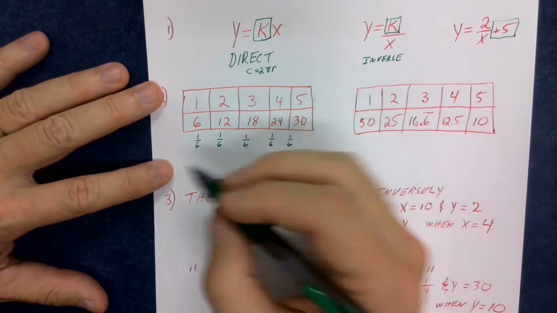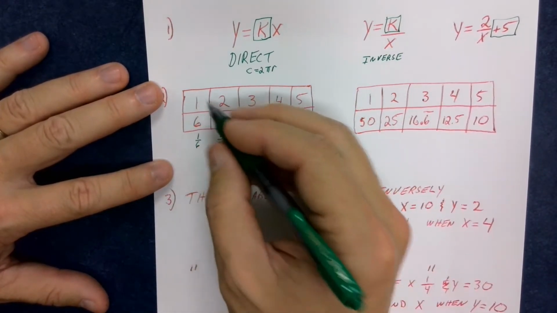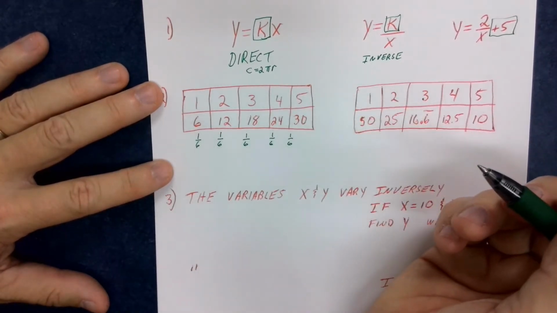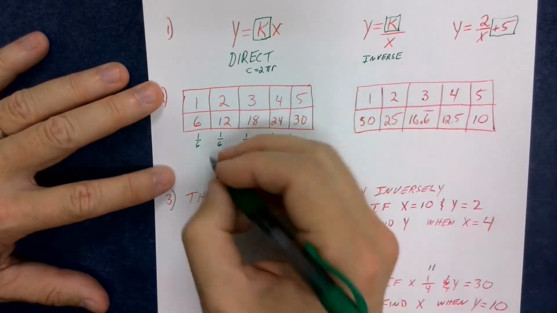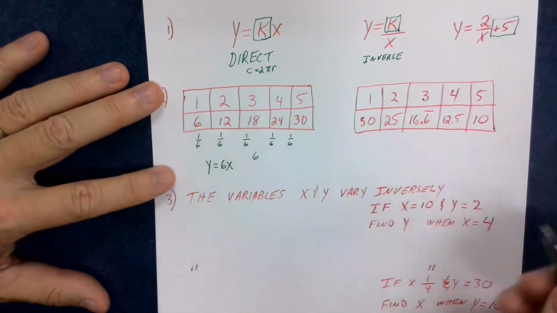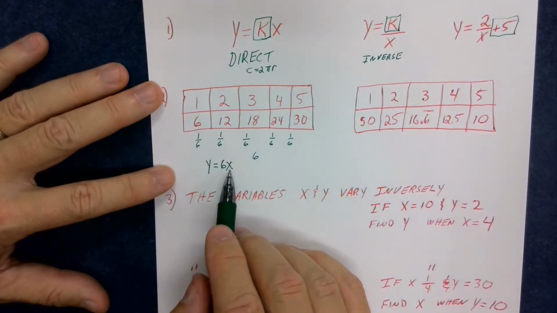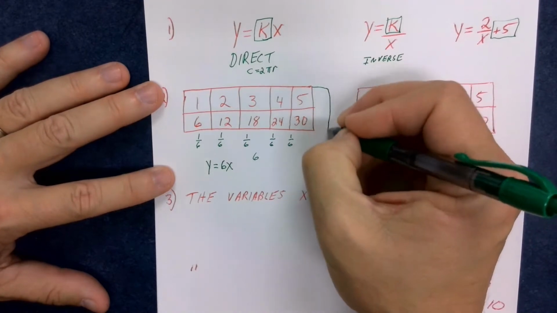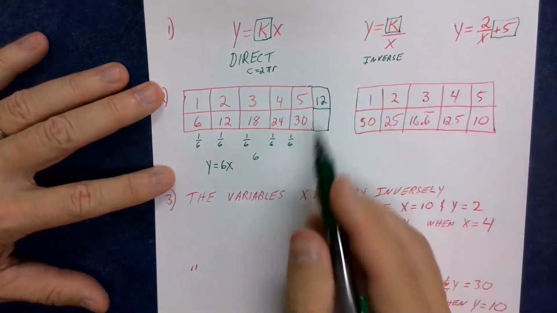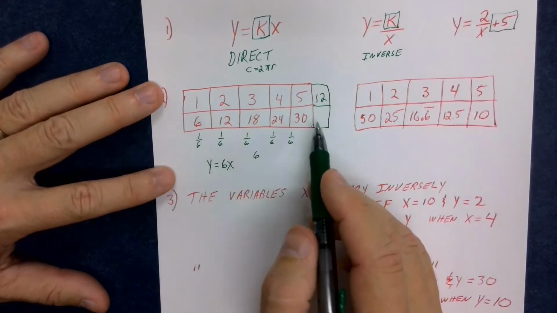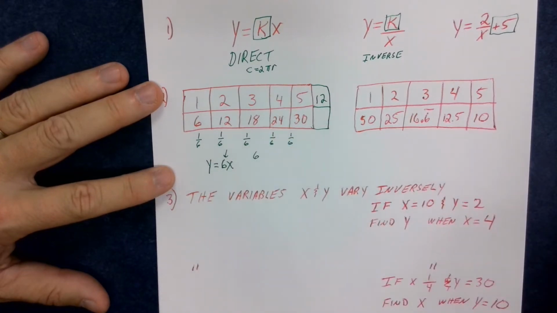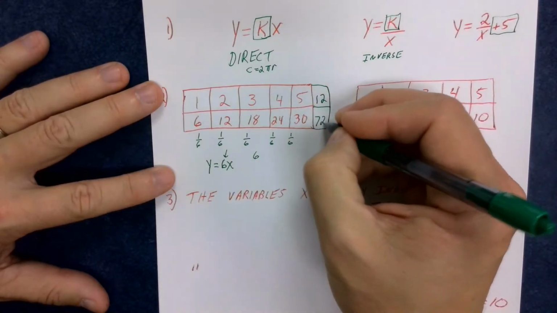Now if we did that the other way around, 6 divided by 1, 12 divided by 2, 18 divided by 3, 24 divided by 4, and 30 divided by 5, we would get 6 every time. And that just happens to be this equation, y equals 6x. That's a direct relationship. So if I said, what happens if x is 12? Well, I know they're going up directly. I know the constant of variation, the common number in there every time, and that's 6. So then this would be 72.